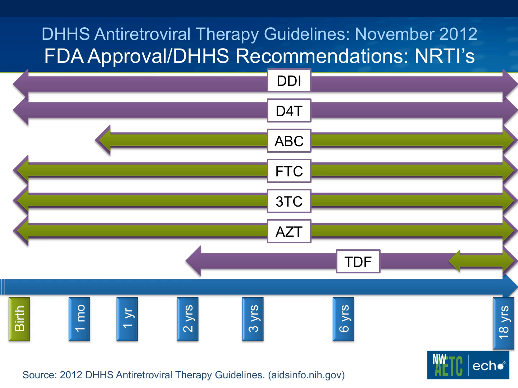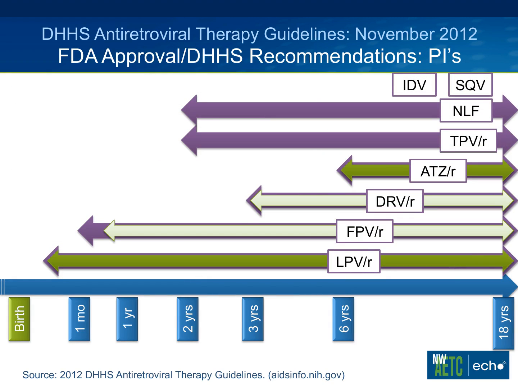AZT, as I mentioned, lots of experience, felt to be very safe except for causing anemia. 3TC and FTC also very safe, and then abacavir, same issues with HLA-B5701 positivity that we deal with in adults. However, FDA approved and guideline recommended all the way down to, I believe it's about 2 months there. D4T and DDI do have FDA approval, however they don't really show up anywhere in the guidelines because of their known toxicity.